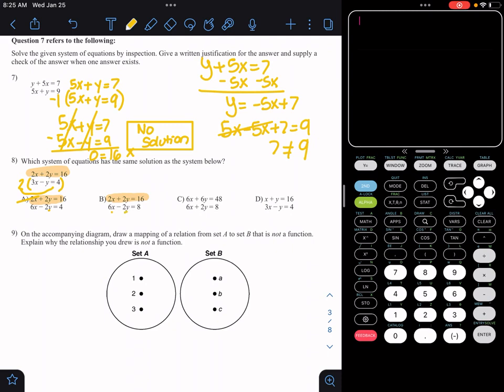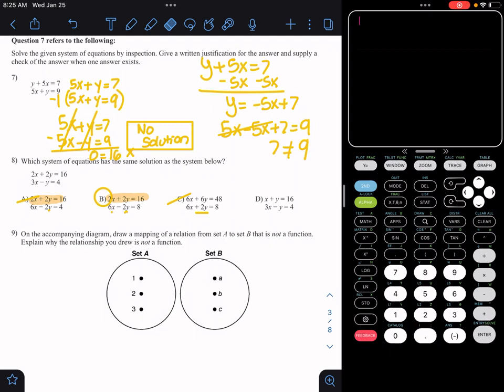2 times negative y is negative 2y, and 2 times 4 is 8. I think this could be my answer. Let me just look at the other one to see. Well, I already know it shouldn't be plus 2y because 2 times negative y is negative 2y, so it's not going to be that. And now let's look at what they did here in D.